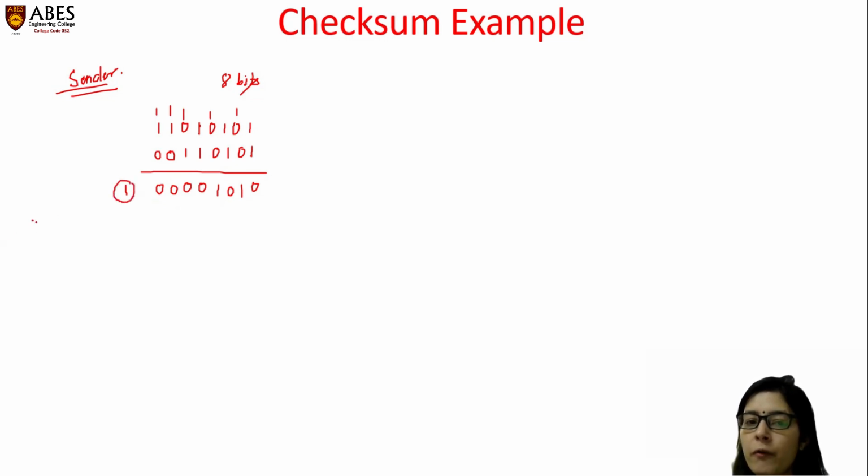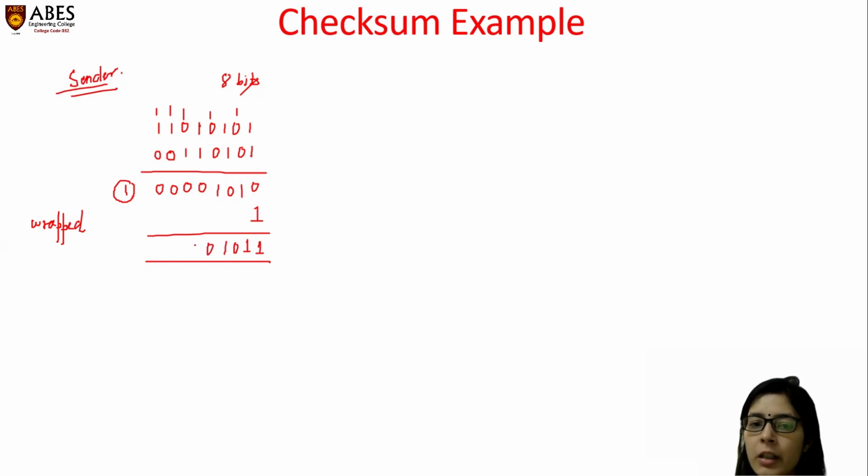Now we need to perform the wrap sum procedure here. In the wrap sum, we will pick this extra bit 1 and add it at the right hand side using again one's complement sum. So here we will get 11010000. This is the sum after the wrap sum, after adding the segments together using one's complement.